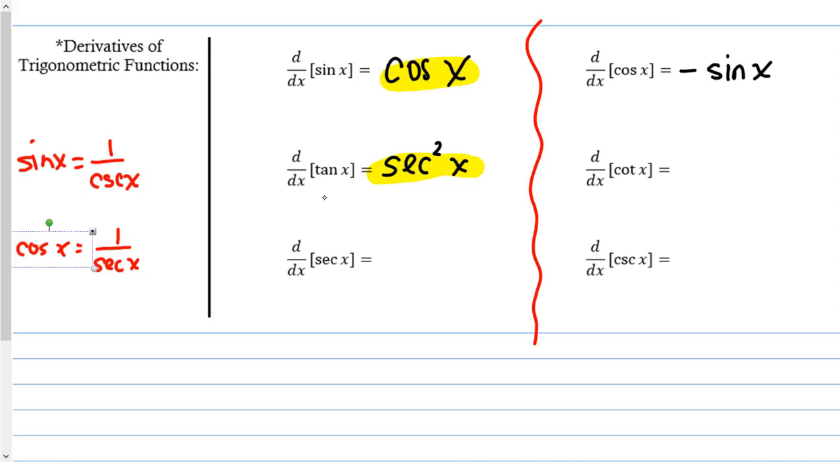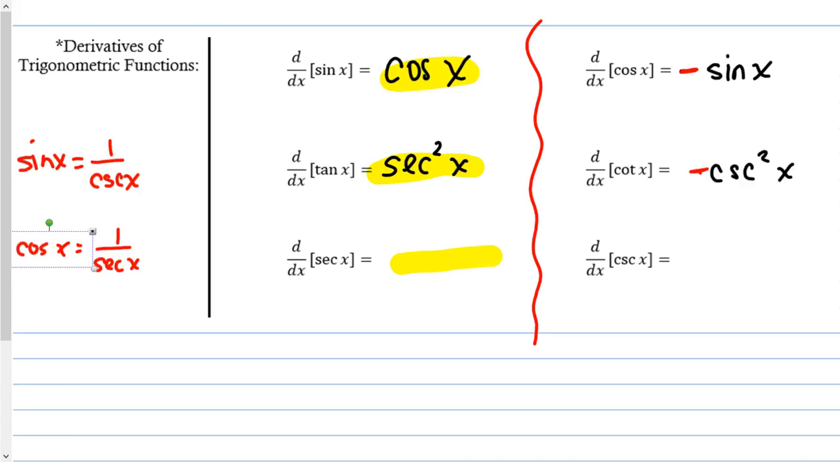So if tangent yields me secant squared, then cotangent, which is the reciprocal of tangent, is going to yield me cosecant squared. I want black. The only difference is secant squared x. You see how this is negative? Well, so is this.